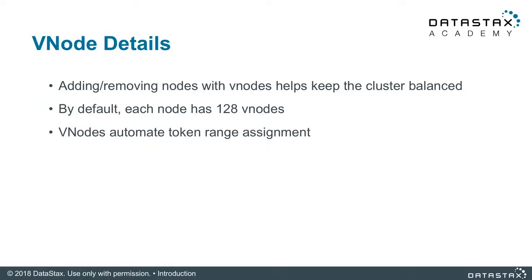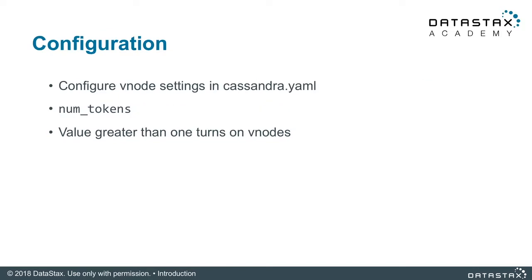VNodes help keep the cluster balanced as new nodes are introduced to it and old nodes are decommissioned. The default value for the number of VNodes is 128. VNodes are also great as they automate token assignment instead of the administrator having to manually distribute the ranges. You can configure the number of VNodes by changing the num tokens value in the cassandra.yaml file. And as long as this value is greater than 1, you're using VNodes.